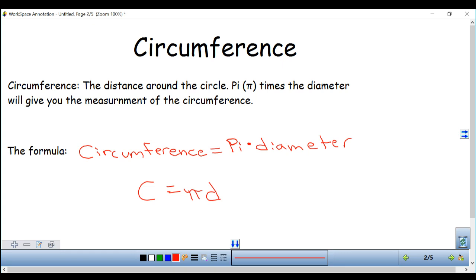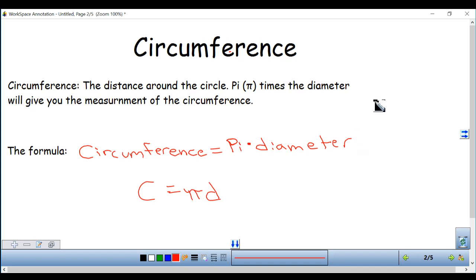All right, y'all, welcome back for the next video on circles. This one is going to focus on circumference. So once again, circumference is the distance around the circle. It's kind of like the word for perimeter, but of a circle, we call it circumference.